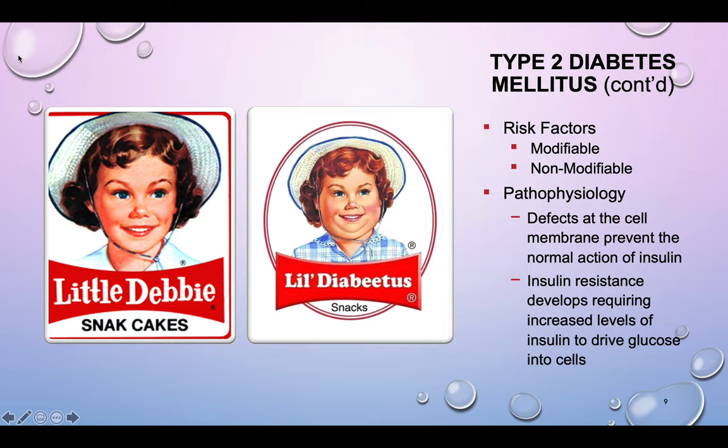So some other things to think about: if you're obese, that's modifiable, obesity. If you're older than 45, that's non-modifiable. Family history of type 2 diabetes, you can't modify that. Ethnic background, you can't modify that. Smoking, you can modify. Hypertension, abdominal obesity, increased triglycerides, low HDL, high glucose, all modifiable. Prediabetes, modifiable. Metabolic abnormalities, modifiable. Genetics, non-modifiable. So there's a strong hereditary predisposition to type 2, but there are also many modifiable risk factors.